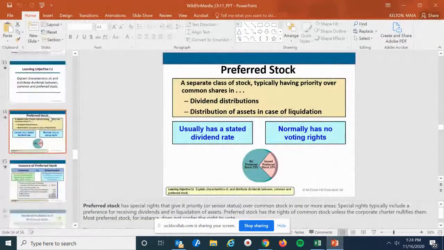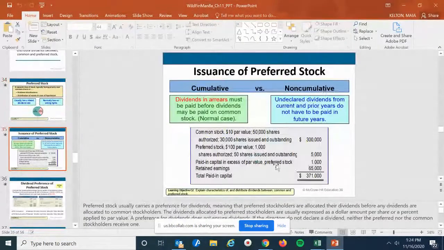The preferred shares are more expensive. So look at this here. Even though these are examples from the book, these numbers are made up. When we issue preferred stock, look at how much more expensive it is. The preferred stock has 100% par value.